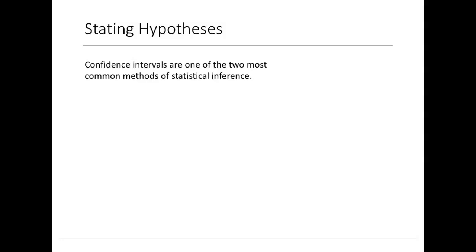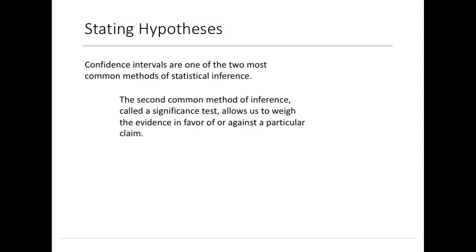So confidence intervals are one of the two most common methods of statistical inference. So again, just drawing conclusions using statistics. And the other is what we're going to talk about today, which is hypothesis tests or significance tests. And these just basically allow us to weigh the evidence in favor of or against a particular claim. So a good analogy for these is it's like a criminal trial, okay?